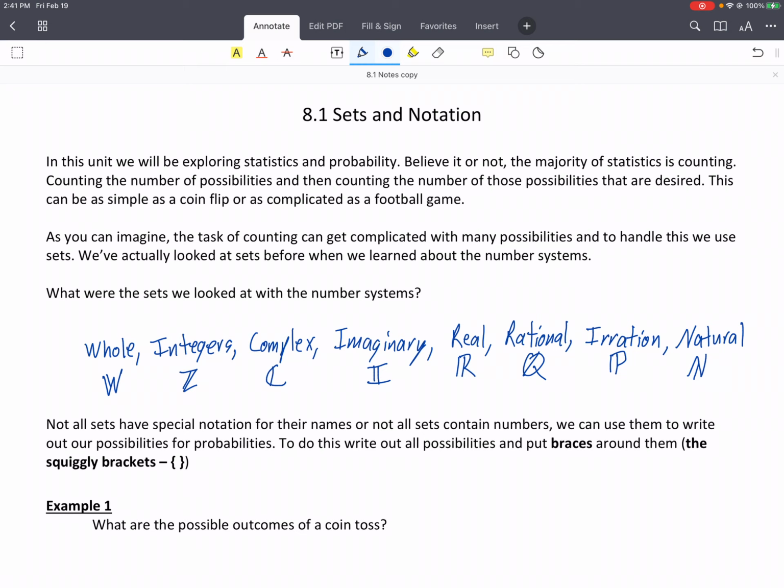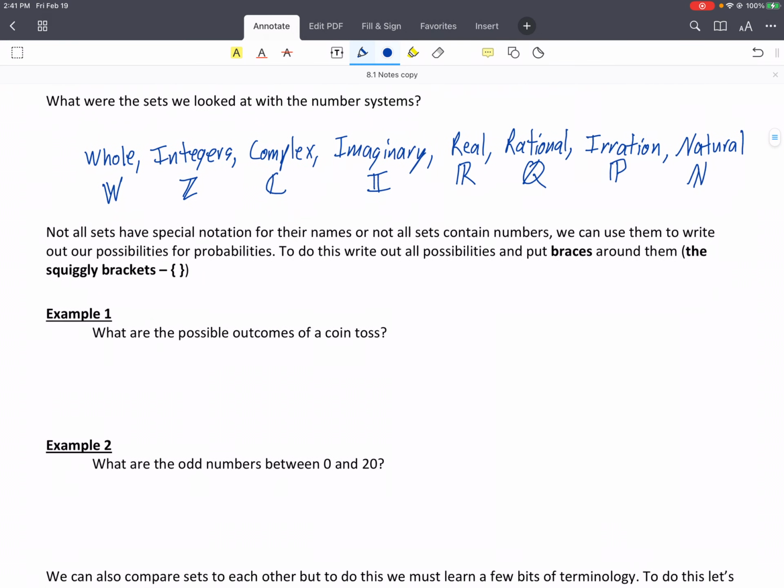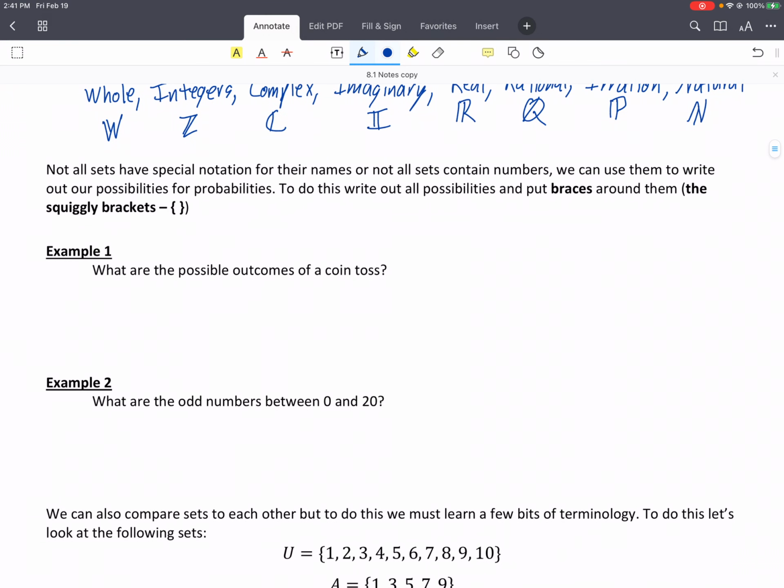But not all sets have their own name or have their own letter, and we can have many possibilities to write these for our probabilities. To do that, we put our braces around them, or squiggly brackets. So think about the possible outcomes of a coin toss. If we had our set of possibilities, we do our brace, our squiggly bracket, and you could have either a heads or a tails. And then we end it. So that would be the example of the set of outcomes for a coin toss.